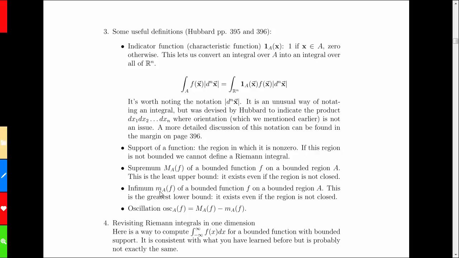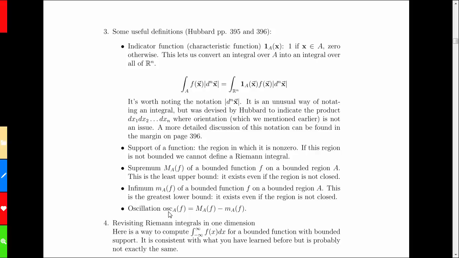Similarly, we denote by little m the smallest value of the function on the region A, its infimum. The infimum is defined as the greatest lower bound of the function values. That way it exists, again, even if the region is not closed. What's going to be very important to us is the difference between the supremum and the infimum. We're going to name that the oscillation and denote it by little osc.